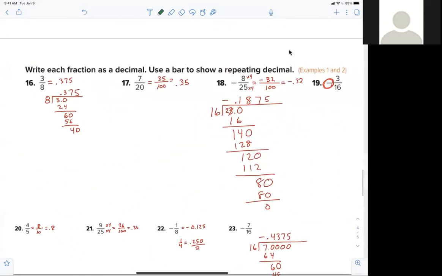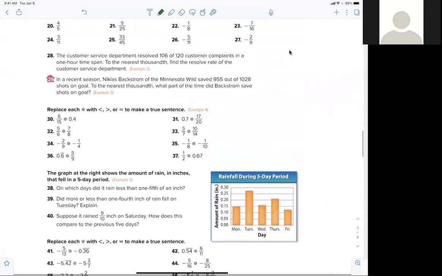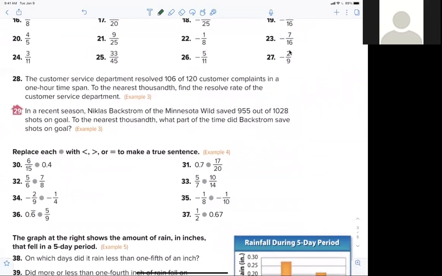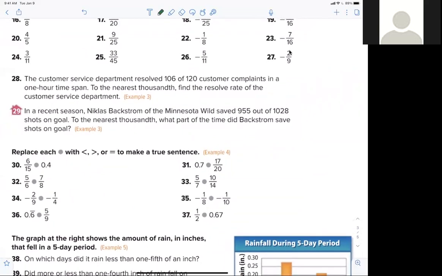After 27, let me see what's next. Okay, so let's look at 28. All right, Mackenzie, read 28 for me, please. The customer service department resolved 106 of 120 customer complaints in a 1 hour time span. To the nearest thousandth, find the resolve rate of the customer service department.